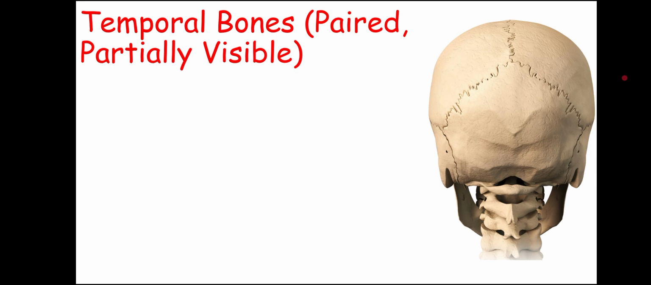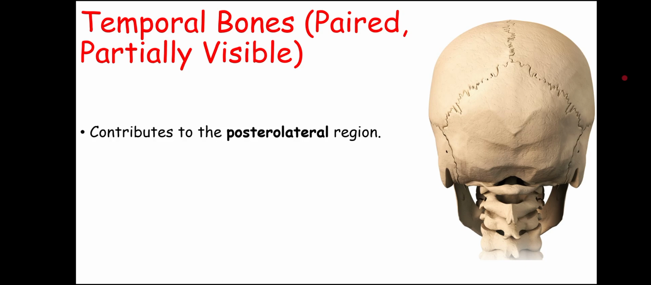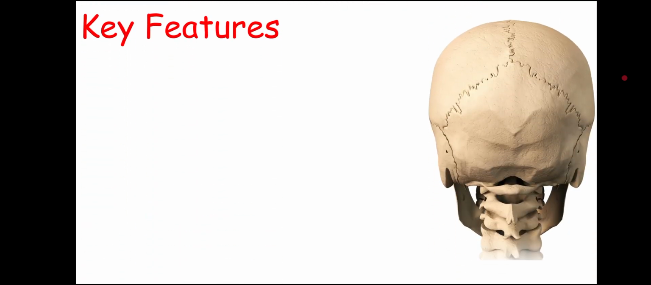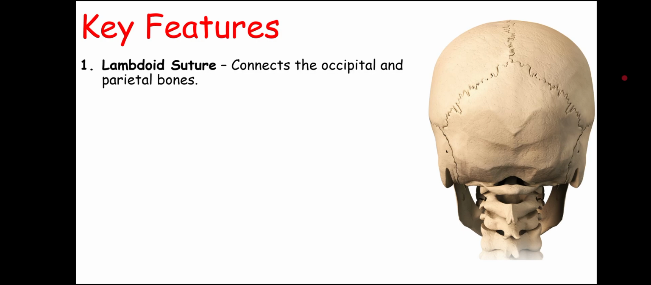Next bone we are going to talk about is the temporal bone, that is a paired bone, that means there are two temporal bones in every skull and they are partially visible in Norma Occipitalis. They contribute to the posterior lateral region and include the mastoid process, that is an important attachment site for muscles involved in head movements.